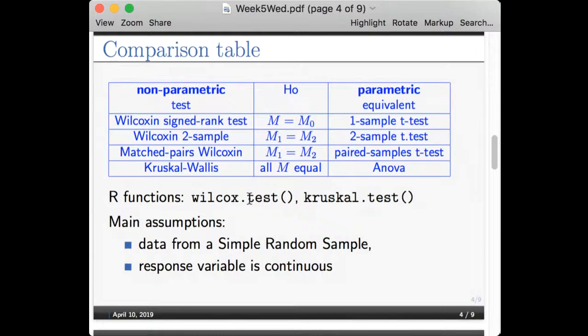I think there's even non-parametric regression tests, but we don't cover those at all.